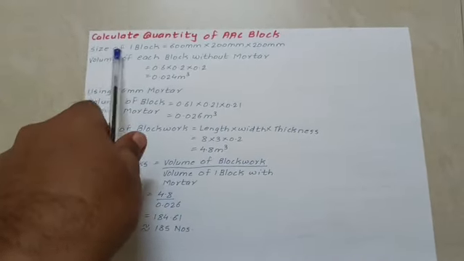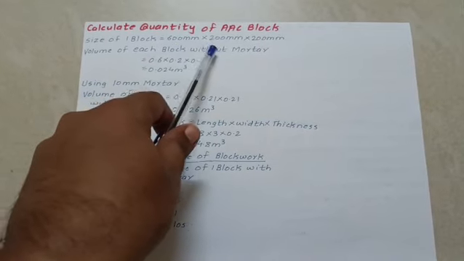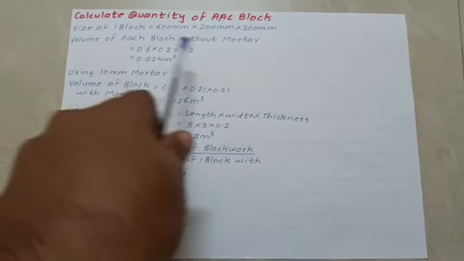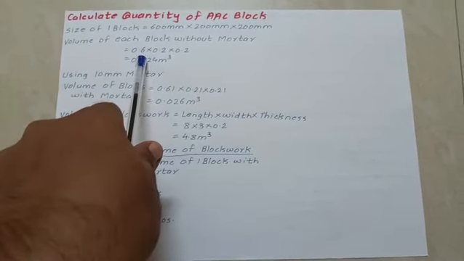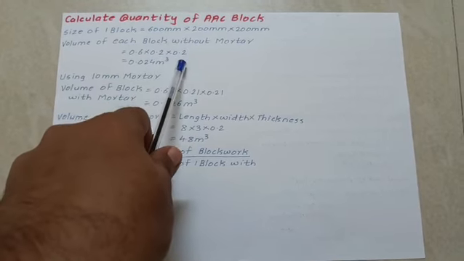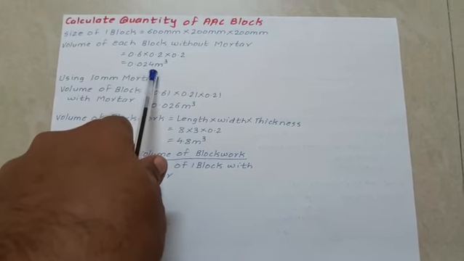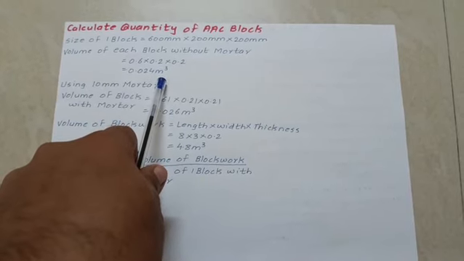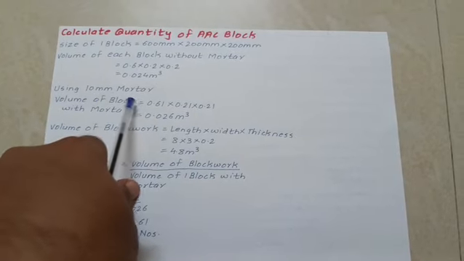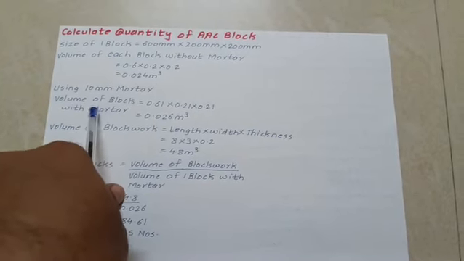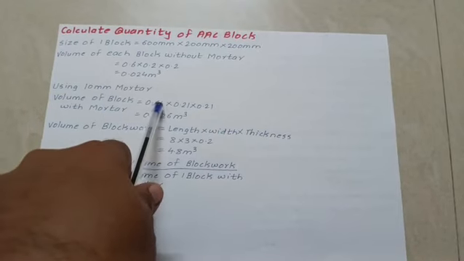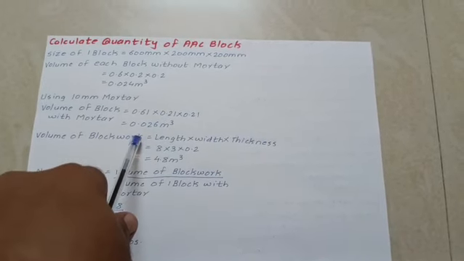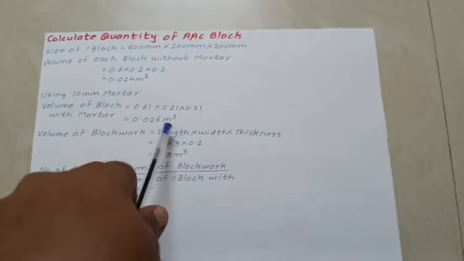Start. Size of one block is equal to 600 mm × 200 mm × 200 mm. Then calculate the volume of each block without mortar, which is equal to 0.6 × 0.2 × 0.2 = 0.024 m³. This is the volume in cubic meters. Then, using 10 mm mortar, calculate the volume of the block with mortar, which is equal to 0.61 × 0.21 × 0.21 = 0.026 m³.